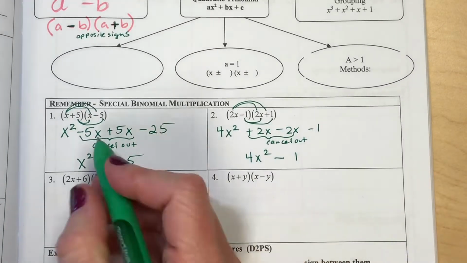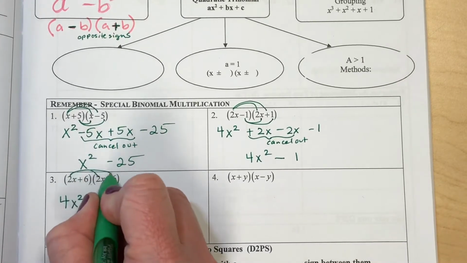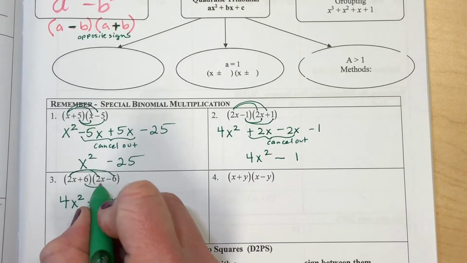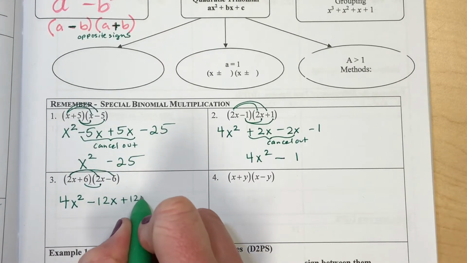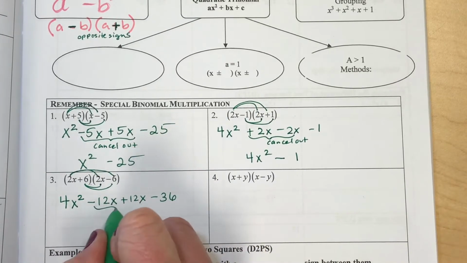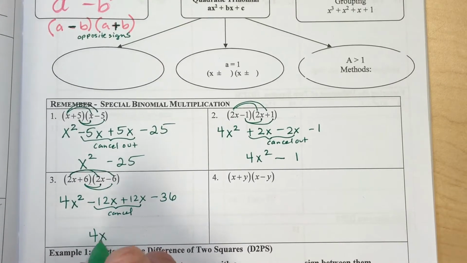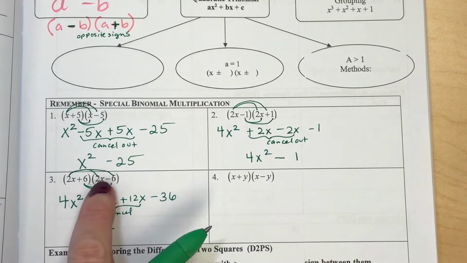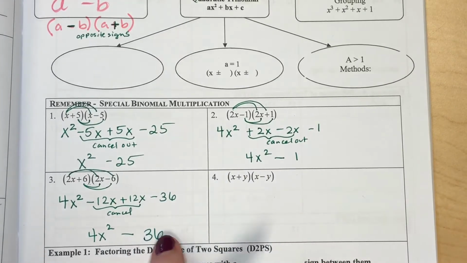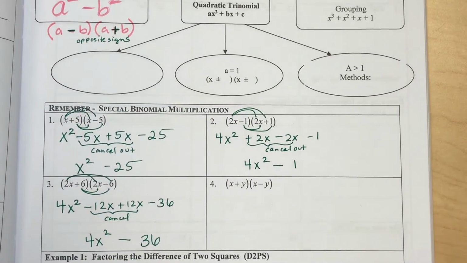So I'll show you two more examples real quick. 2x times 2x is 4x squared. 2x times negative 6 is negative 12x. Positive 6 times 2x is positive 12x. And positive 6 times negative 6 is negative 36. Again, these cancel out, and I'm left with a perfect square, 4x squared, because that was 2x times 2x, a subtract sign, and another perfect square, 36. So again, you'll see our binomials work out exactly like what we thought.